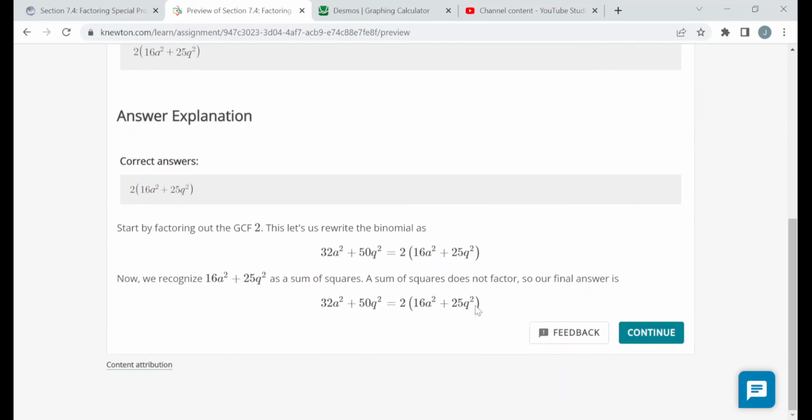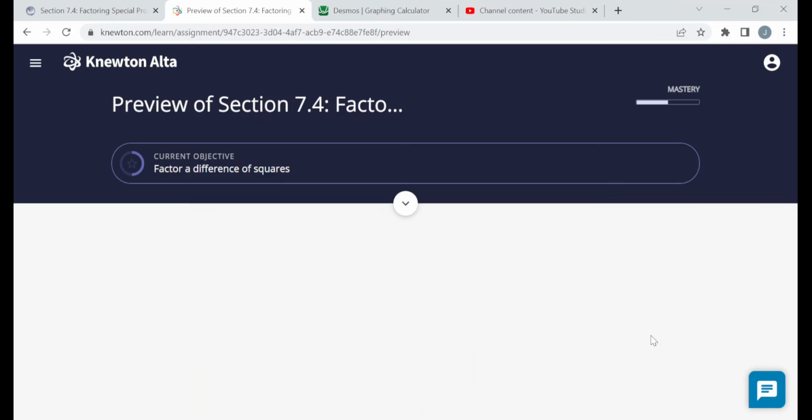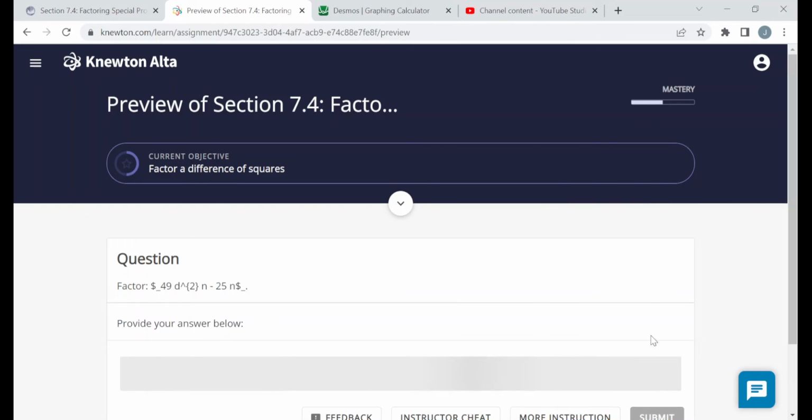And they even mention here, right, a sum of squares does not factor. Again, as long as you've already pulled out the greatest common factor, and it's also not a sum of cubes, but they don't go into all that. All right. So another thing with a possible difference of squares.